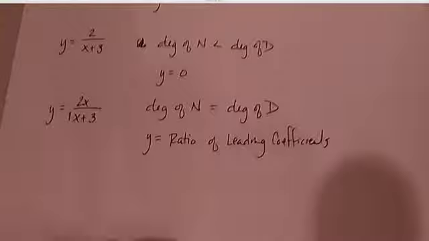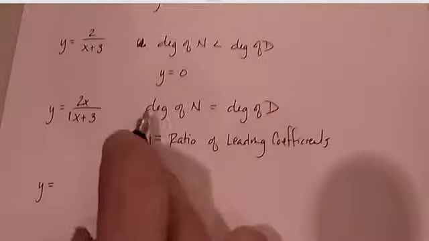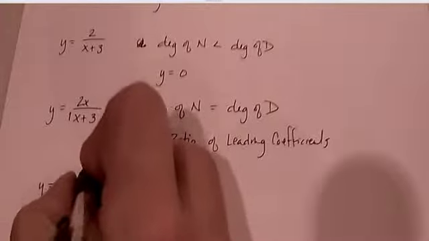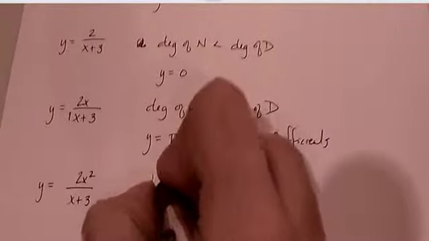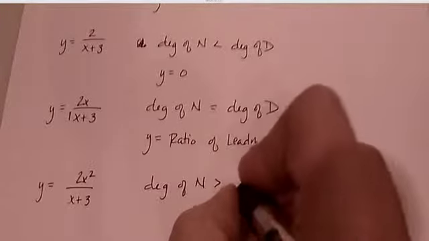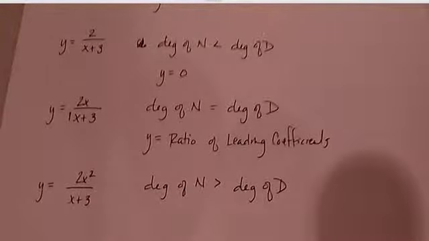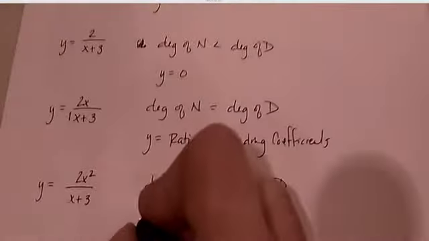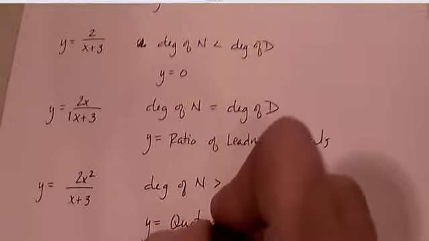Now, the last one is, if we have one scenario where the degree of the numerator is less than, one where the degree of the numerator is equal to, we also have to have one where the degree of the numerator is greater than the degree of the denominator. And when that happens, we actually do have to take the quotient. So it's actually y is equal to the quotient.